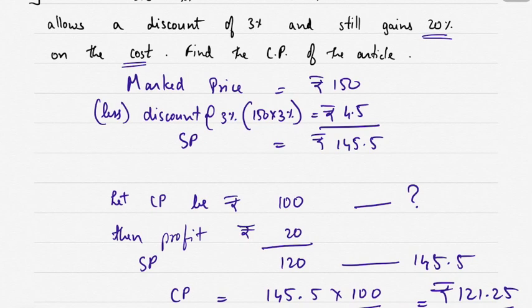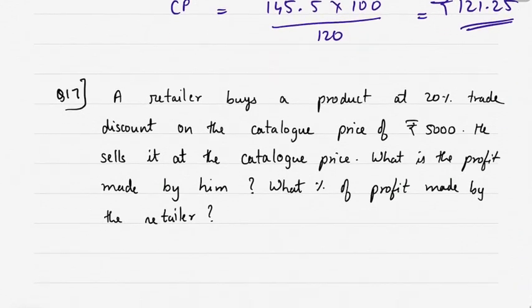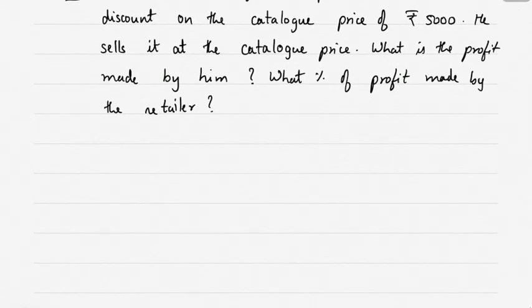Two more questions and that's it for the day. A retailer buys a product at 20% trade discount on a catalog price of rupees 5,000. He sells it at the catalog price. What is the profit made by him? What percent of profit is made by the retailer? Very simple.